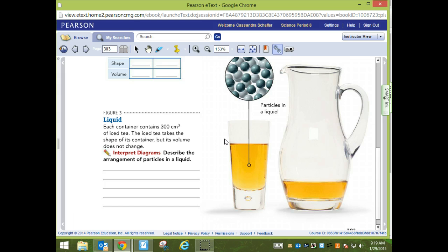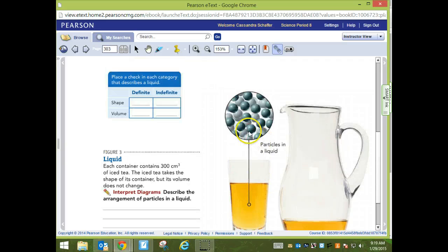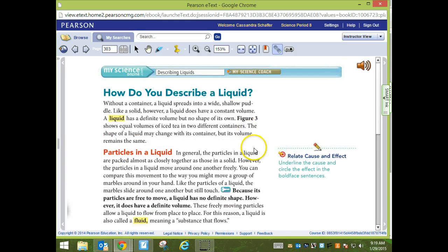A lot of your groups figured that out when you were doing the lab activity in the back. You would measure out 200 milliliters in one graduated cylinder, and then you'd pour it into the beaker, and it was still about 200 milliliters. So it's very important that we add that information here. We have a definite volume, so the volume always stays the same, but when we change the container of the liquid, the shape is indefinite, or it's not the same.